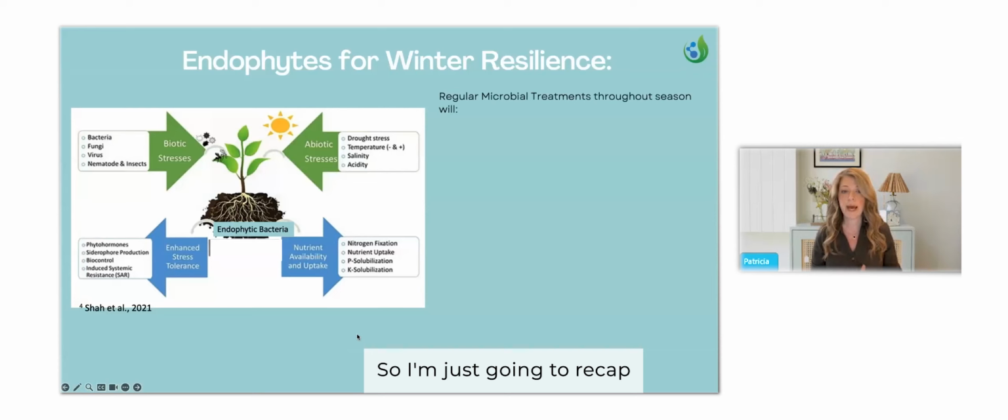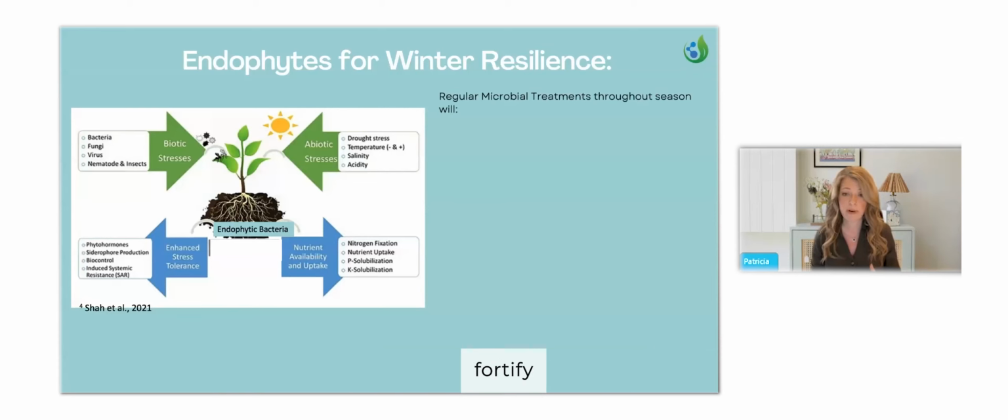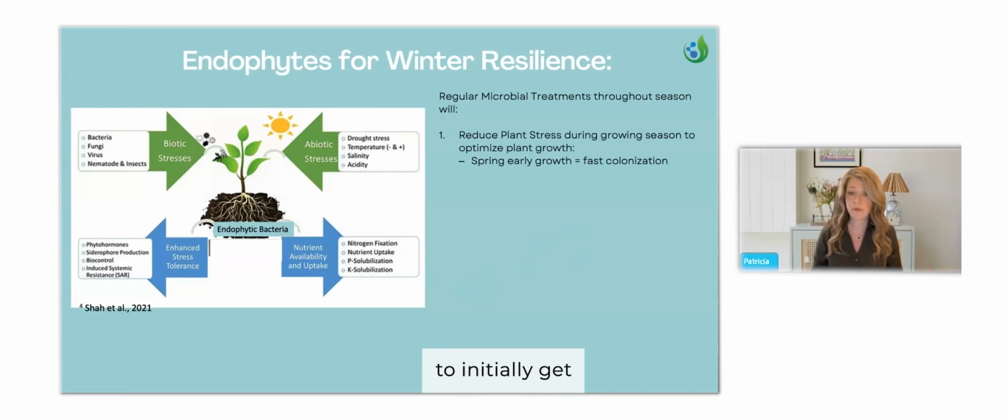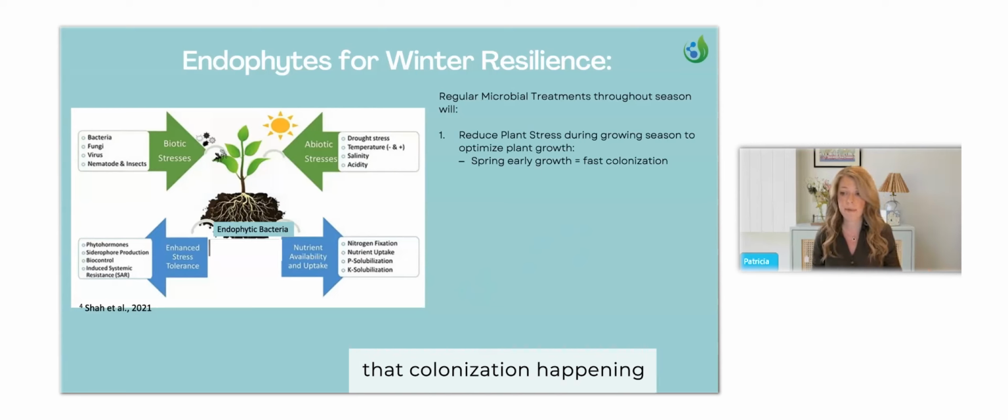So I'm just going to recap then: how do endophytes fortify grasses for winter resilience? Throughout the season, regular microbial treatments will reduce your plant stress. That's key because plants undergo a lot of stress throughout the season, as well as especially during the winter. And so you want to use your treatments to optimize plant growth. So you use it in the spring, in the early growth, to initially get that colonization happening because new growth will get colonized by endophytes a lot faster. So in the spring, that's where you want to put your first treatment.